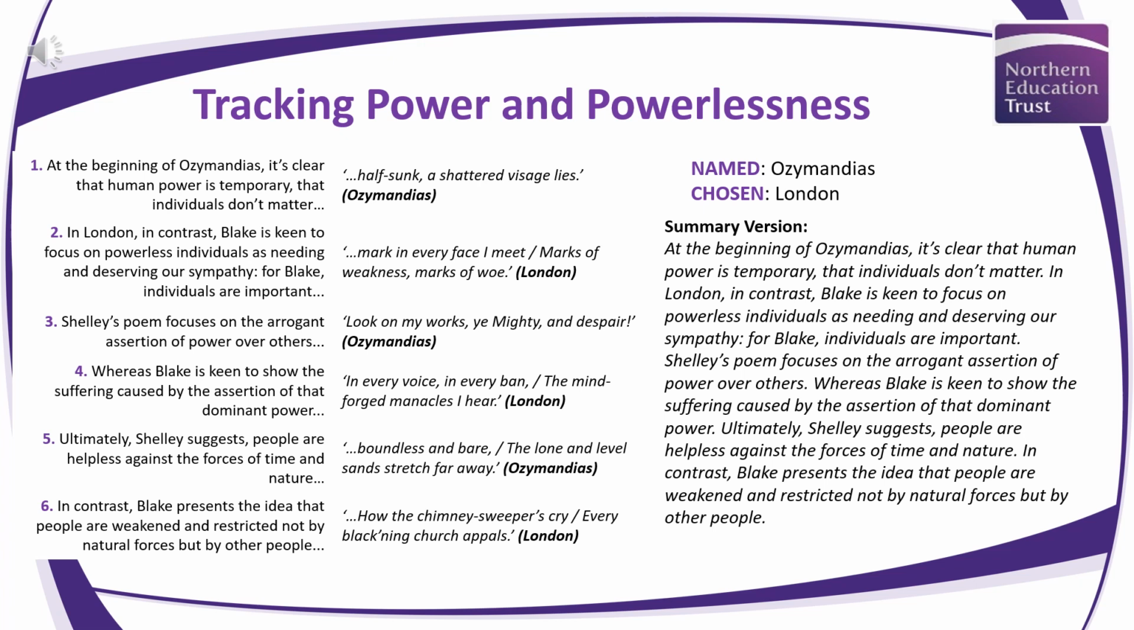So, as ever, to summarise what my basic line of discussion is going to be then, it would be, at the beginning of Ozymandias, it's clear that human power is temporary and that individuals don't matter. In London, in contrast, Blake is keen to focus on powerless individuals as needing and deserving our sympathy. So for Blake, individuals are important. Shelley's poem focuses on the arrogant assertion of power over others, whereas Blake is keen to show the suffering caused by that assertion of dominant power. Ultimately, Shelley suggests, people are helpless against broader forces such as time and nature. In contrast, Blake presents the idea that people are weakened and restricted not by natural forces, but by other people.